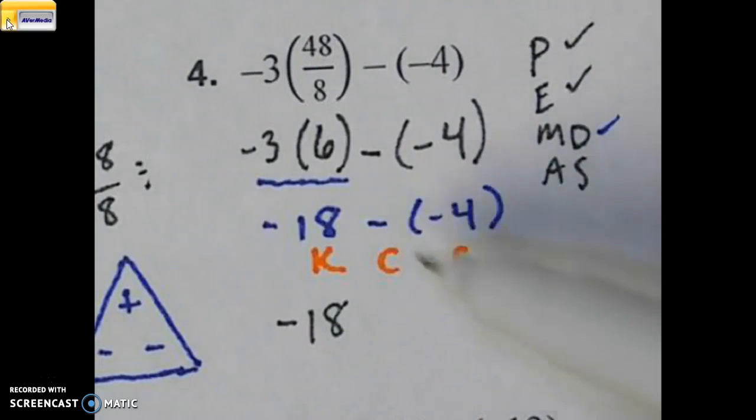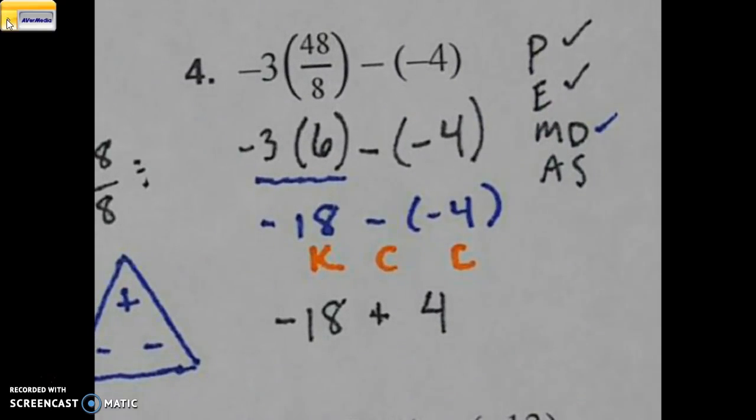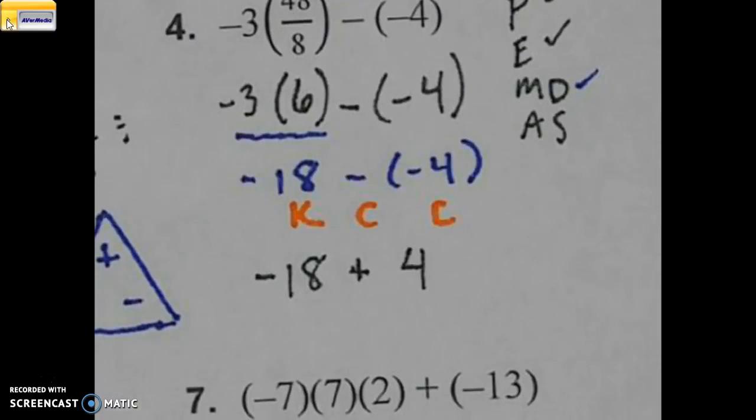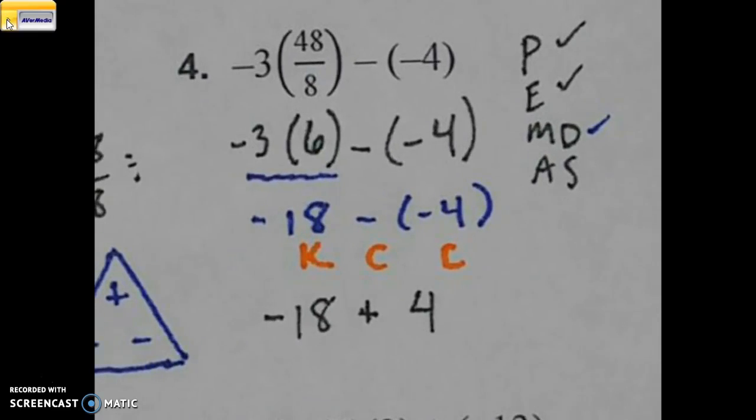We're going to change that subtraction into addition. And we're going to change this negative number into a positive number. So I told you the way my mind works. My mind works like this. I think of this as money. If I owe you $18 and I pay you back 4, how much do I still owe you?